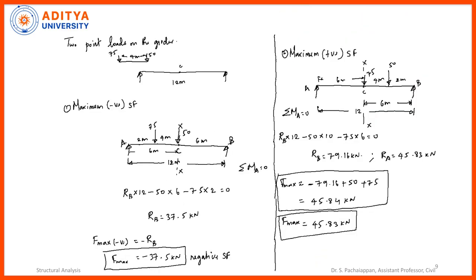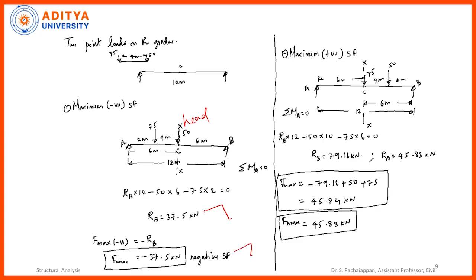Okay, in a similar way, what about when two point loads are crossing the girder? The similar procedure applies. First, the head of the load I need to keep at the XX section. Then calculating the value of RB and then the maximum negative shear force.